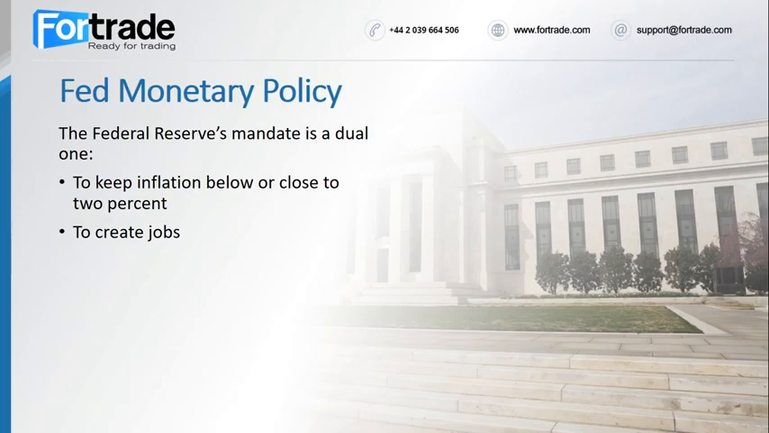The Federal Reserve's mandate is a dual one. One is to keep inflation below or close to 2%, and the other is to create jobs. And it does this with monetary policy, that's by setting interest rates.